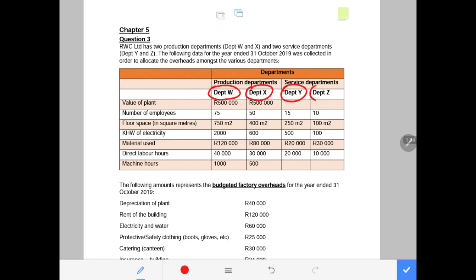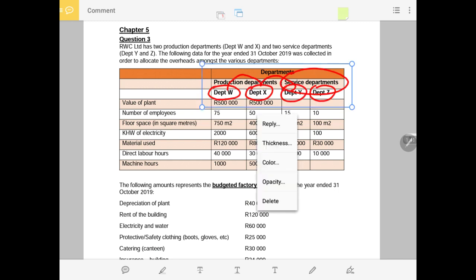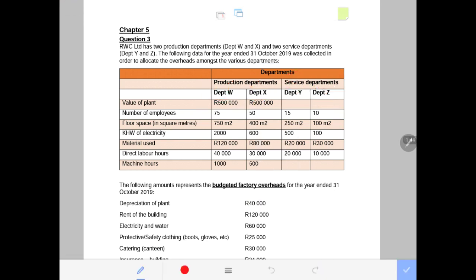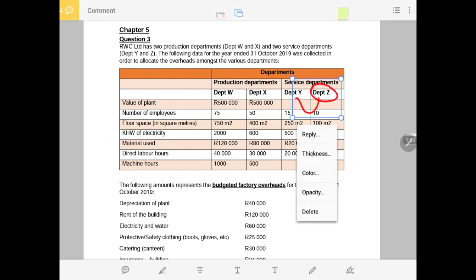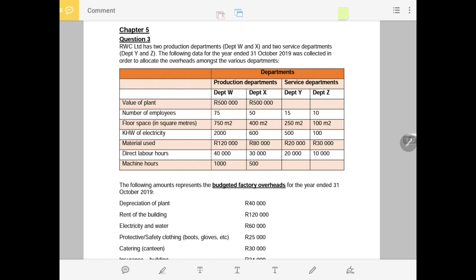W, X, Y, Z. And we know that these two departments, their job is to render services to these other two production departments. And at the same time, remember, a service department can render a service to another service department. But we'll see that later on, which service department is rendering a service to another service department. But not all the service departments are rendering services to other service departments. But service departments, they do render services to the main production departments.